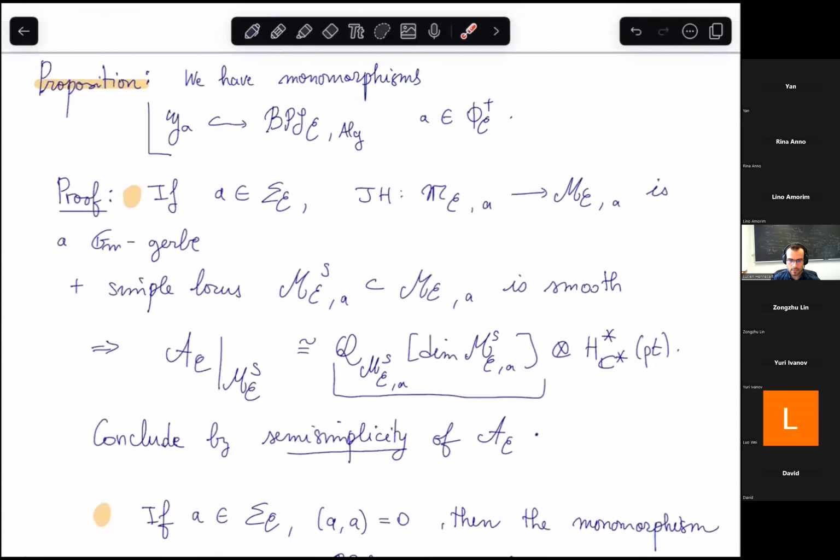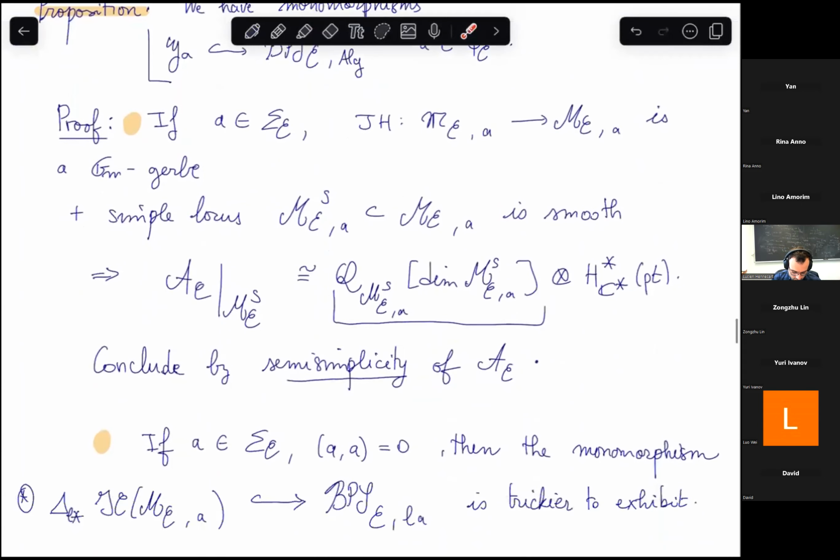Do you need those conditions? Especially when you look at the constant sheaf shifted, and so that's a perverse sheaf. Yeah. So in here I use that the simple locus, where the JH map is a gerbe, is smooth. Okay. But if it were not smooth, I could always restrict to a smaller locus. I see. Smooth locus. Okay. Thank you.